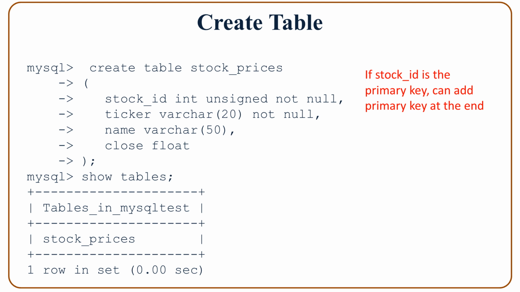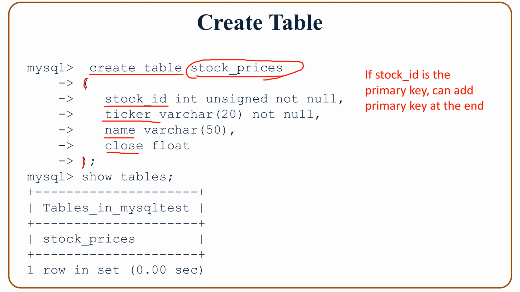So in order to create a table, I use create table syntax, and after the create table, I have the table name. So create table, create which table? This table, right? I create this table, stock prices, and inside the parentheses I specify the columns. I need 4 columns: stock ID, ticker, name, and close.